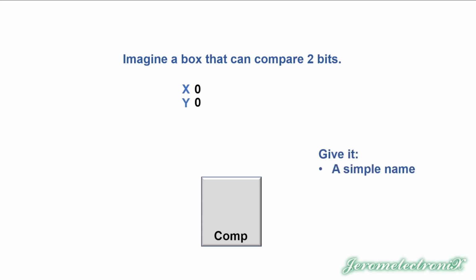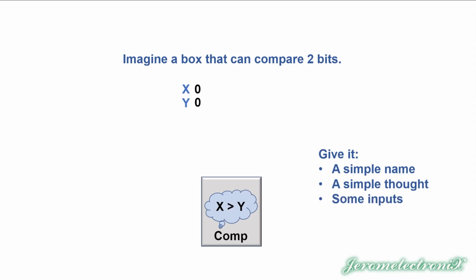comp, which is an abbreviation of comparator, and then we're going to give it a simple thought. The simple thought is a question: is x greater than y? And then we're going to give this box some inputs. Now, you probably are thinking ahead of me. What you should be doing is writing this down. If you can think ahead of me on this idea, you should try to work faster than me.